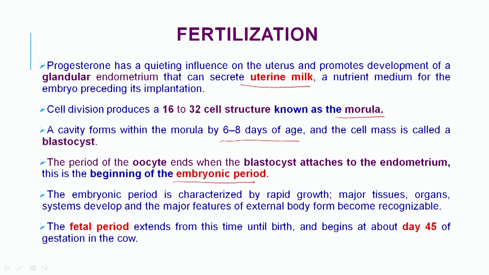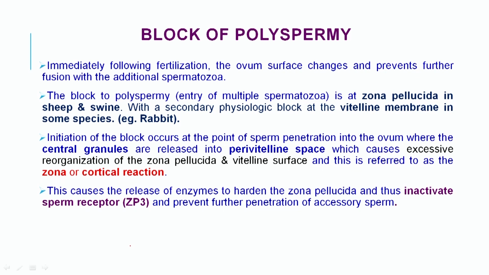So once the blastocyst attaches to the endometrium, this is the time when the embryonic period starts. The embryonic period is characterized by rapid growth, development of major tissues, organs and systems, and major features of the external body form becoming recognizable. The fetal period extends from this time until birth and begins about 45 days of gestation in the cow.